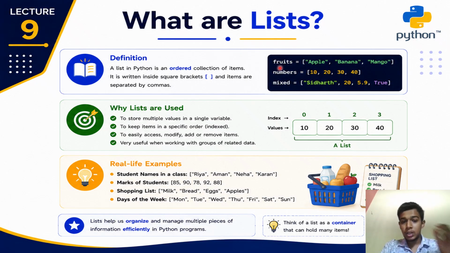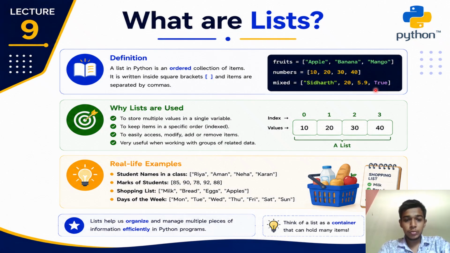So, the first example is fruits equals this, where you can see a list of strings. Now, the second example is a list of numbers. And here you can see a string, integer, float value, and boolean value. This is called a mixed list because it contains different data types. Python allows this. This is okay in Python. It will not give you an error.